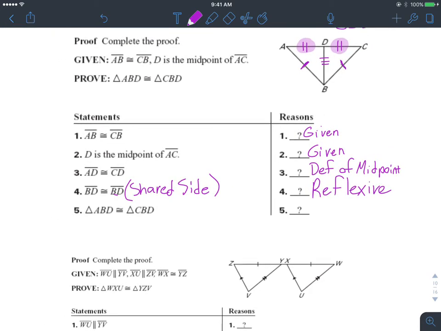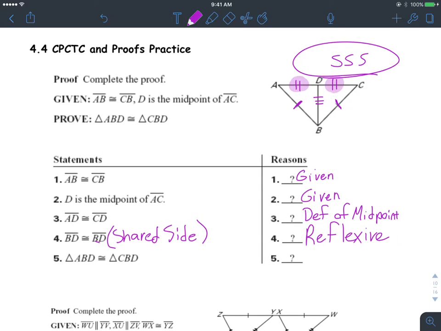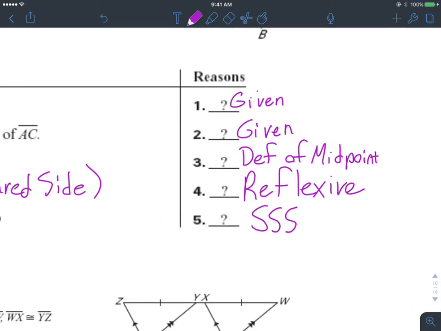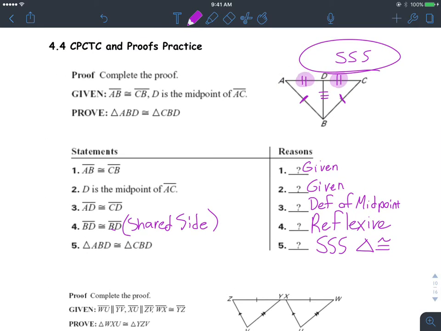There you go. And then based off of all that, we said, well, then the triangles are congruent by side, side, side. So I just have my students write side, side, side. Some of your teachers might do like side, side, side, triangle congruence or something kind of like that there. So just make sure you refer to your teacher and ask them what they're looking for on that.